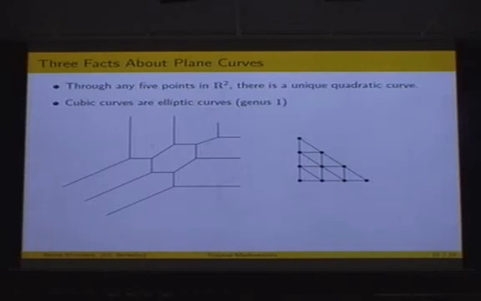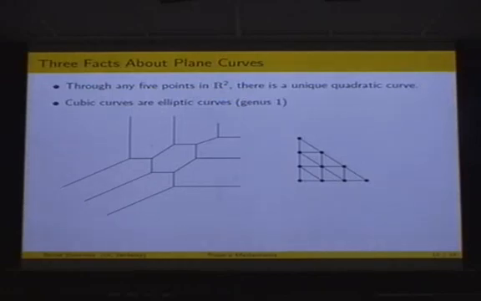Well, an easy way to say this, you take a degree 3 cubic curve in the plane that's smooth, and this curve has some very, very special features. It has something called the group law on elliptic curve. These things are very, very useful for cryptography and many other things.